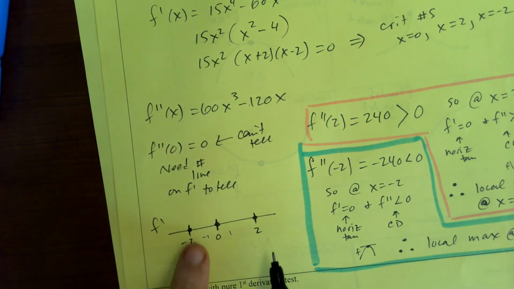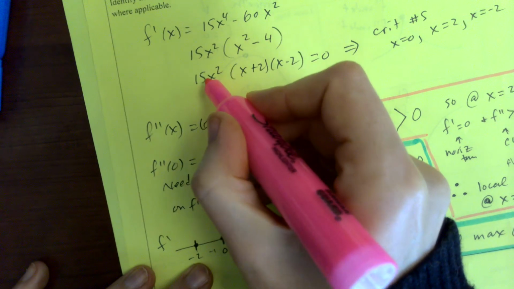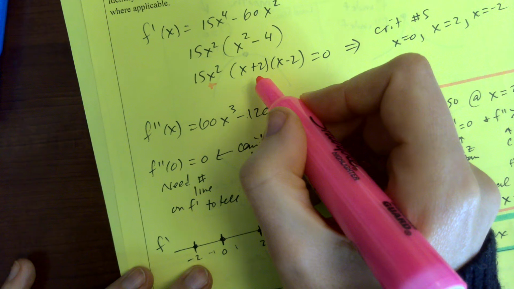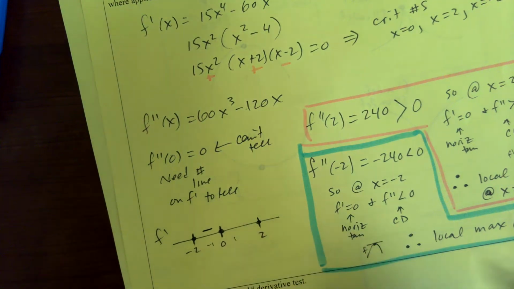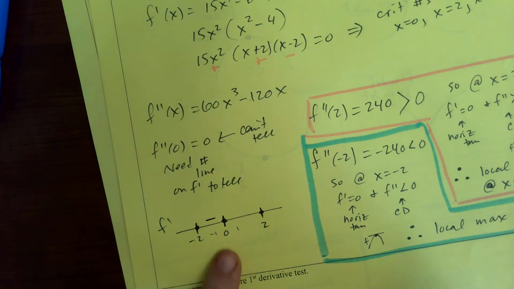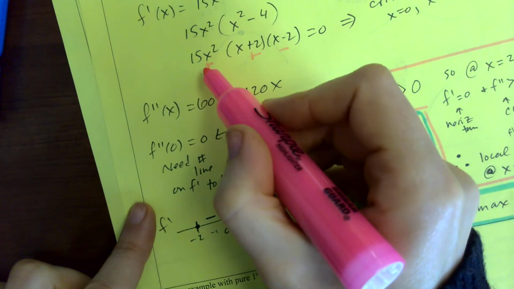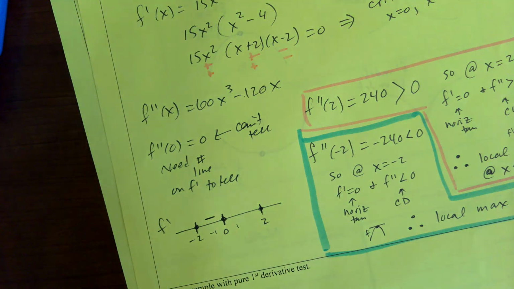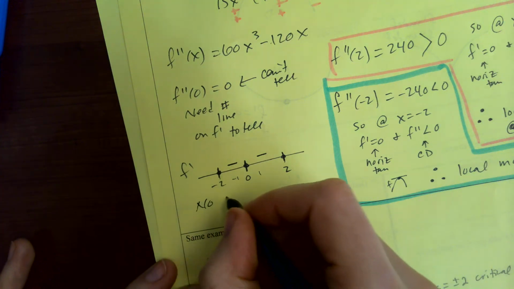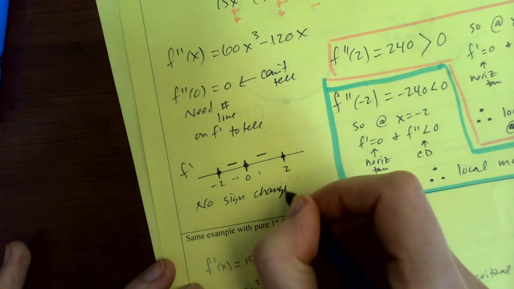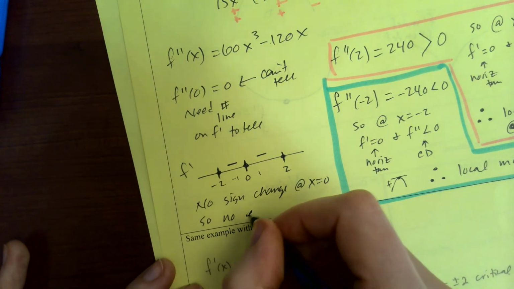All right, so if I plug negative 1 up here, I end up getting positive, negative. So this is a negative interval. I'm looking for a sign change at 0. And then if you plug 1 in, you get, again, positive, positive, negative. So here we had no sign change at x equals 0, so no extrema there.